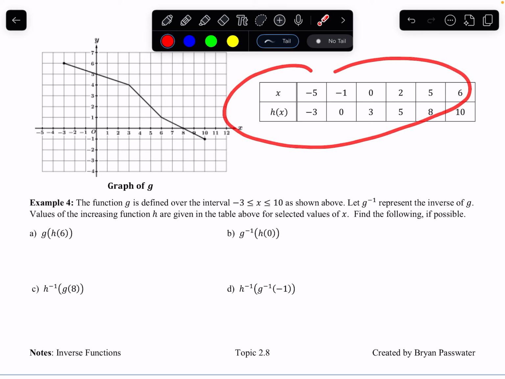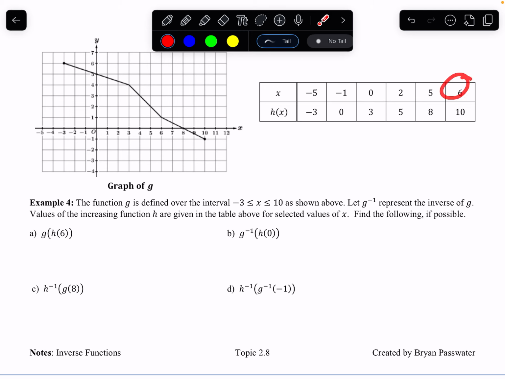Here's your h. I put a 6 in, a 10 comes out. So h of 6 is 10. So this is actually g of 10. This means I'm going to put a 10 into the g. Well, this is g. When I put a 10 in, a -1 comes out. So this is -1. And that's your answer. Let's go to the next one.